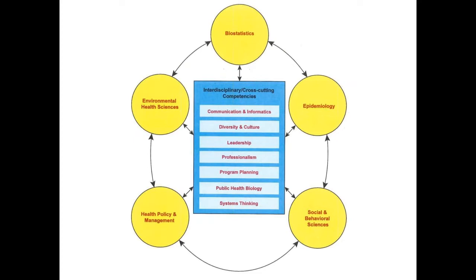So what the model ended up looking like, and if you go to the ASPPH website, you can see this original competency model for the Master of Public Health degree, is that we have the five core areas, what had been the five core areas of public health, surrounding the set of cross-cutting competencies. And so the model is intended to reflect the interrelationships of all of these things in the professional practice of public health. And then this informed the development of the content guide for the CPH exam, which was being considered and developed around the same time as this effort was underway.